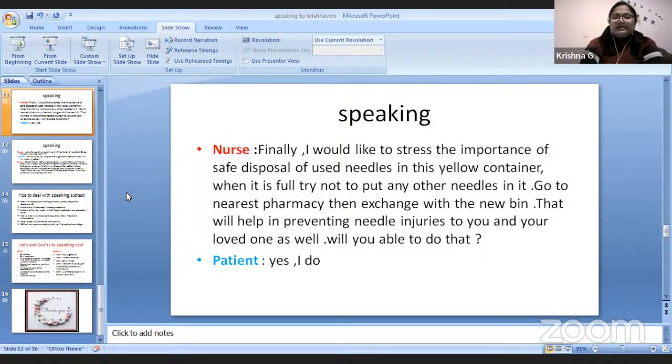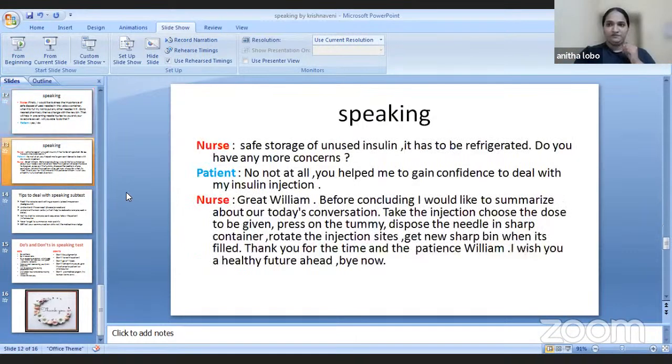Finally, I would like to stress the importance of safe disposal of used needles in this yellow container. When it is full, try not to put any other needles in it. When it is full, go to the nearest pharmacy, then exchange it for a new bin. That will help in preventing needle injuries to you and your loved ones as well. Will you be able to do that? Yes, I do.